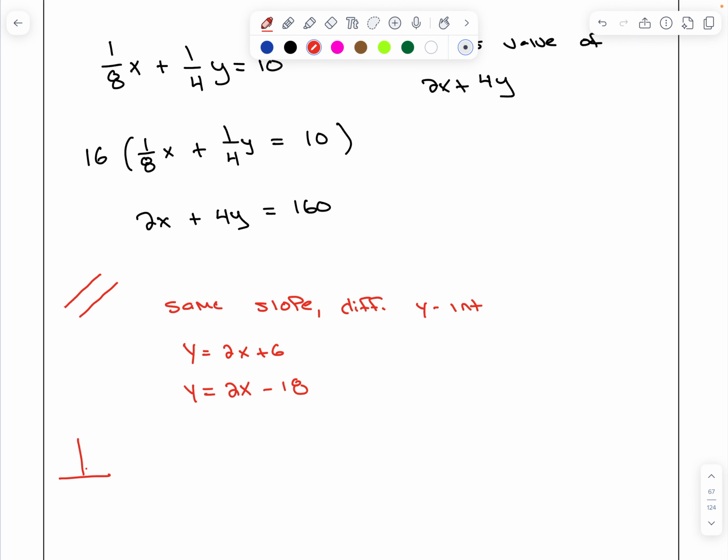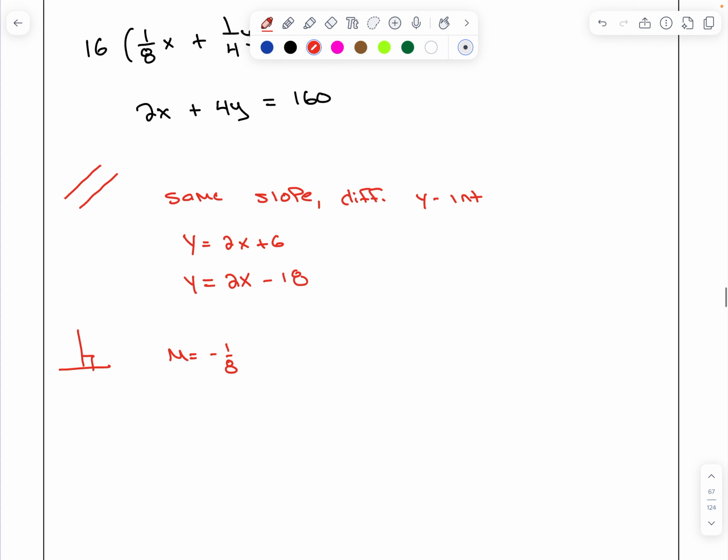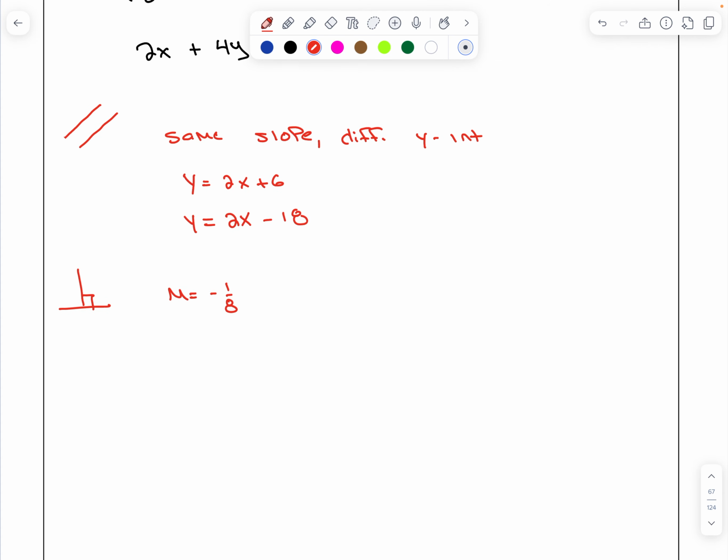Perpendicular lines cross at 90-degree angles. This has the inverse slope. So for example, if the slope is equal to negative 1/8, the perpendicular slope to that is 8/1, or simply just 8. Okay, so parallel and perpendicular lines.